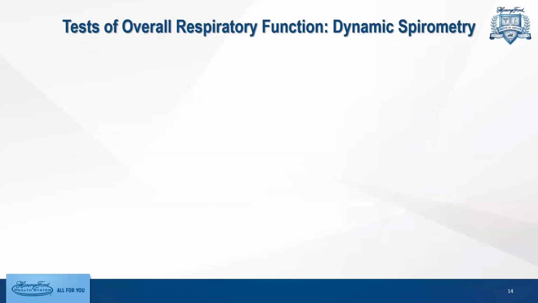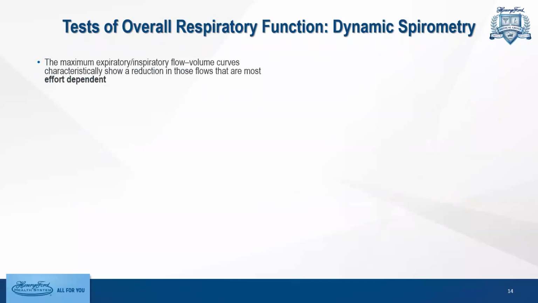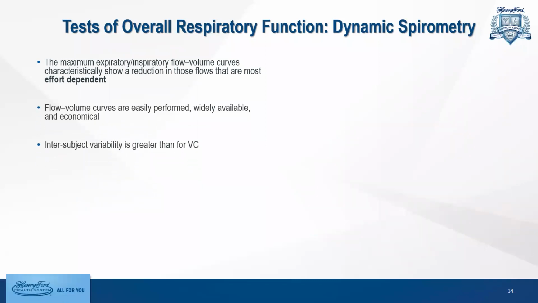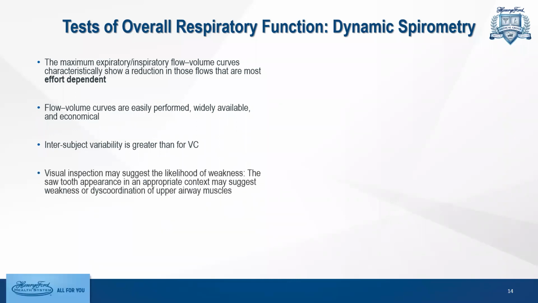Another test we're going to talk about is dynamic spirometry: FEV1, FVC, and all of that. Usually, dynamic spirometry is not as useful as the specific tests of muscle forces or vital capacity. You can see reduction in flow volume loops. It's effort dependent. It's easily performed. You're going to get PFTs on everybody that comes to the clinic. Intersubject variability is greater than vital capacity.